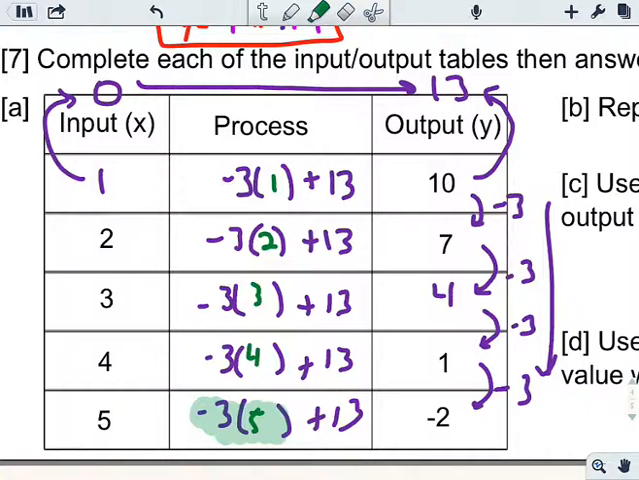Negative 15 plus 13 is negative 2. That works. I'll look at the 4, the one right above it. Negative 3 times 4 should be a negative 12. Add 13 to it. Well, it's going to take 12 to get us back to 0. 1 left, positive 1. Hey, this is working. Negative 9 plus 13 is 4. Negative 6 plus 13 is 7. And of course, negative 3 plus 13 is 10.